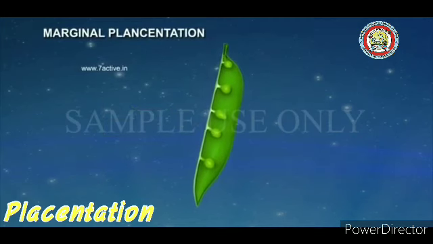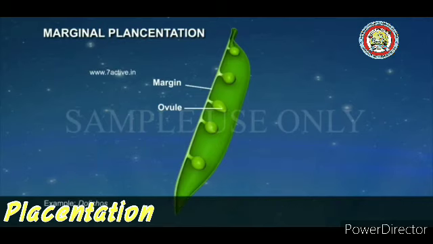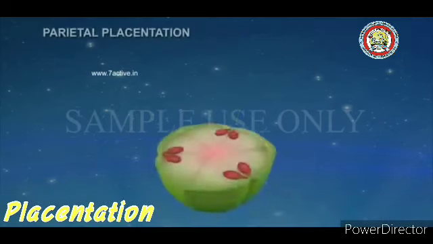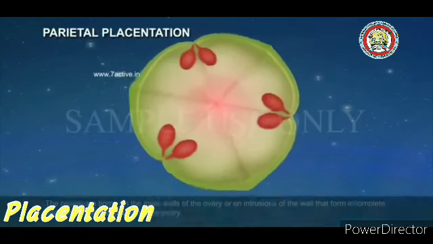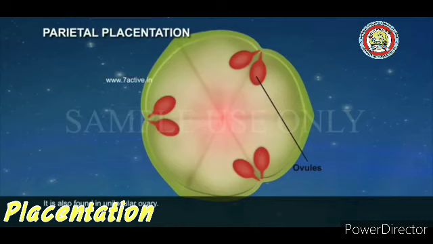Marginal placentation. The ovules are borne along the ventral suture of the ovary. It is found in unilocular ovary. Example, Dolichos. Parietal placentation. The ovules are borne on the inner walls of the ovary or on intrusions of the wall that form incomplete partitions or septa within the ovary. It is also found in unilocular ovary. Example, Brassica, Cucurbita.